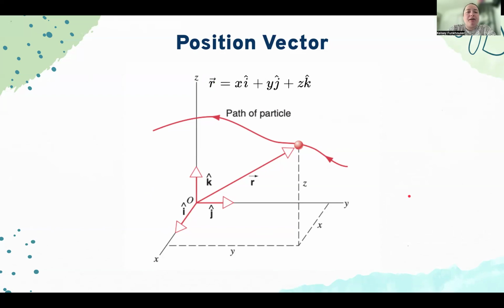So we have our 3D coordinate axes, which is X, Y, and Z, represented by i hat, j hat, and k hat. And then just to show you X, Y, Z. We have our regular X and Y plane, and then Z is just perpendicular to that. So we have a particle here, which has a position indicated by the dot.